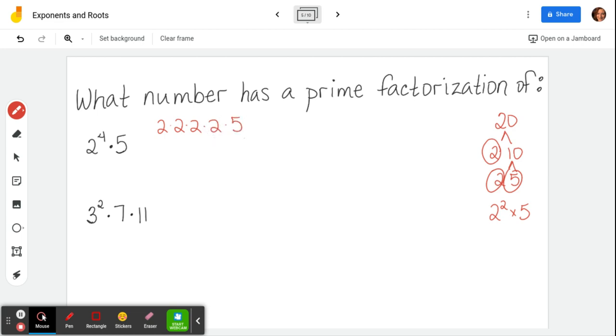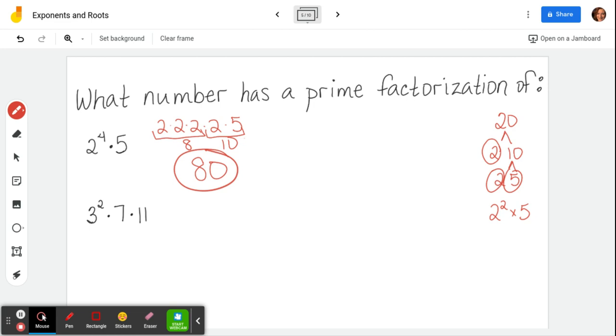We can multiply in any order because multiplication is commutative. I know I say that a lot in these videos. But look, I know 2 times 5 is 10. 2 times 2 times 2 is 8. 8 times 10, I get 80. 80 had a prime factorization of 2 to the 4th times 5.